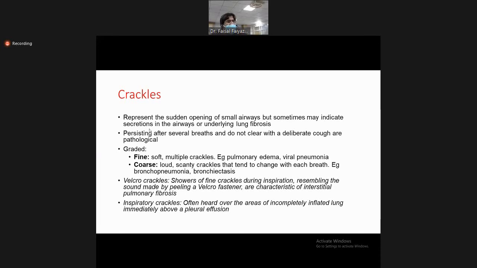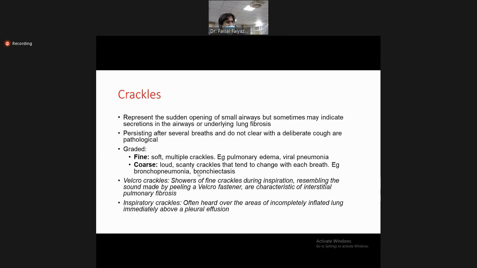Crackles. Crackles basically represent the sudden opening of small airways, but sometimes may indicate secretions in the airways, or they may signify underlying lung fibrosis. Crackles persisting after several breaths and that do not clear with a deliberate cough are pathological. Graded: two main grades, fine crackles and coarse crackles. Fine crackles are soft, multiple crackles. Example, pulmonary edema, viral pneumonia. Coarse crackles are loud, scanty crackles that tend to change with each breath.